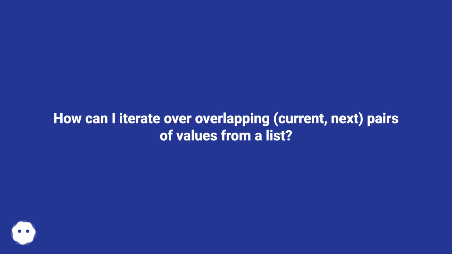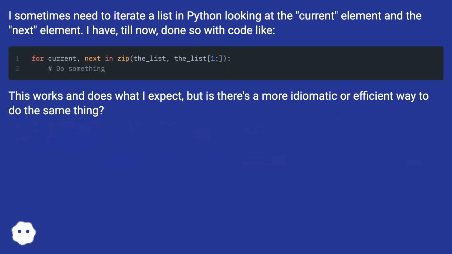How can I iterate over overlapping current, next pairs of values from a list? I sometimes need to iterate a list in Python looking at the current element and the next element. I have, till now, done so with code like this. This works and does what I expect, but is there a more idiomatic or efficient way to do the same thing?